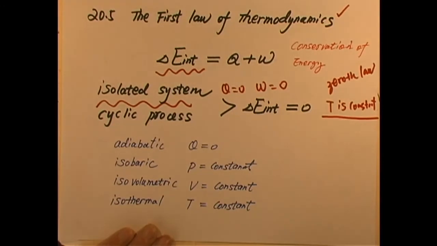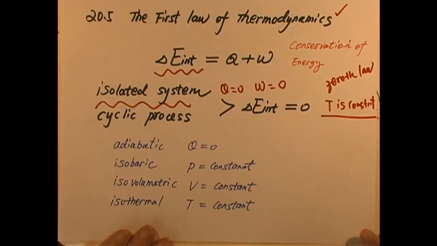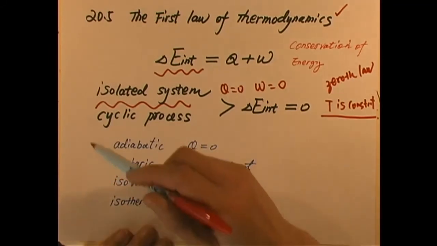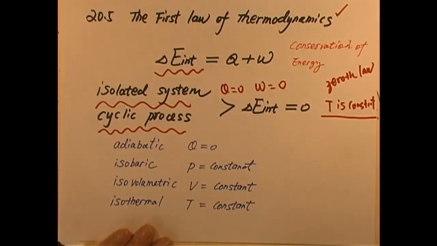That's the conclusion. Actually, we will discuss more in the next chapter. The next term that we need to learn is about cyclic process. A cyclic process means start and end at the same state.